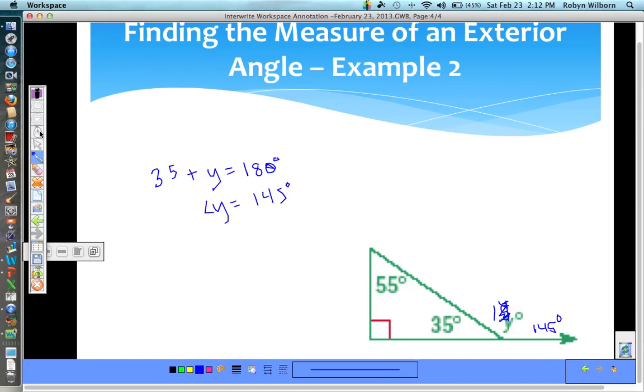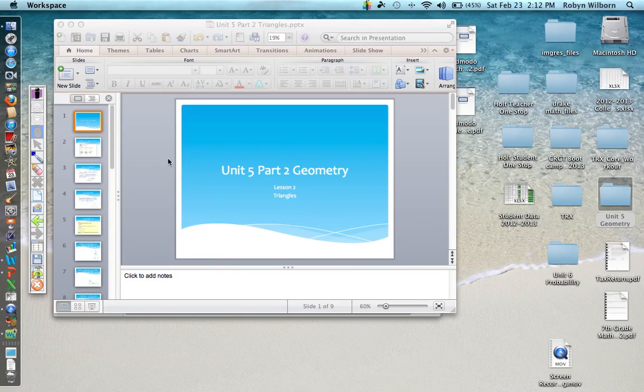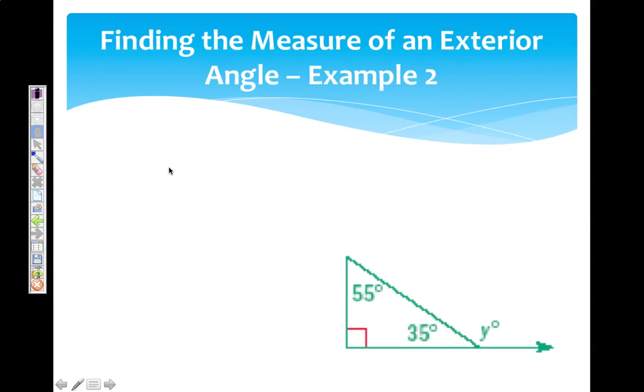Alright, so this isn't hard. This is pretty simple stuff, but just important information to know about triangles.